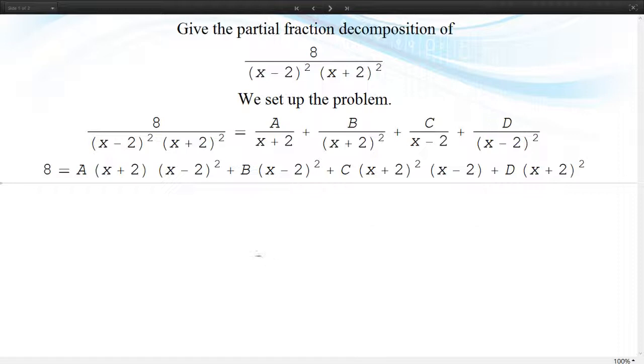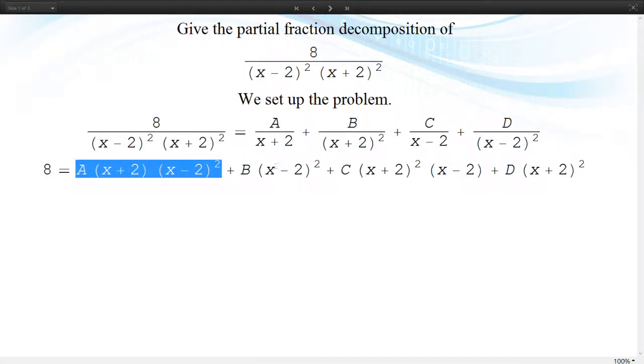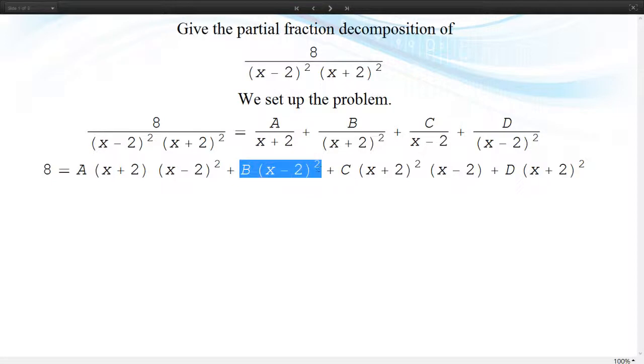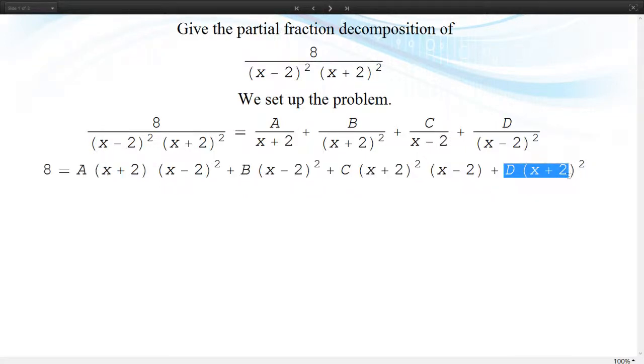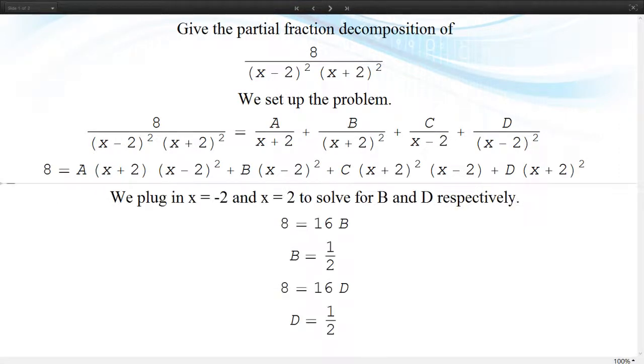However, we do notice that if we plugged in 2, this would be 0, so this whole thing would be 0, and this would be 0, so this whole thing would be 0, and this would be 0, so this whole term would be 0, and all we're left with is d times some number is equal to 8. So that's what we're going to do. We're going to let x equal 2 and go from there. Same thing for x equaling negative 2.